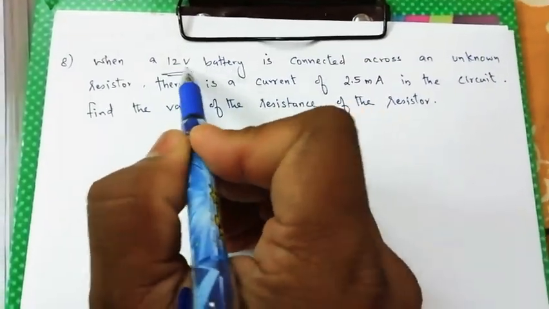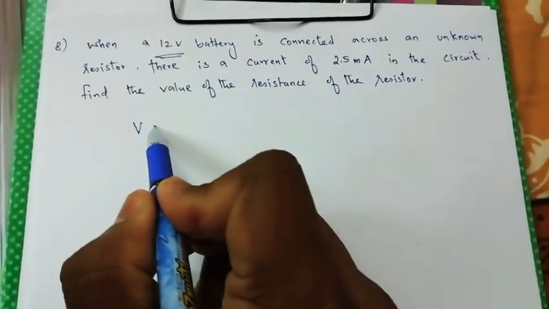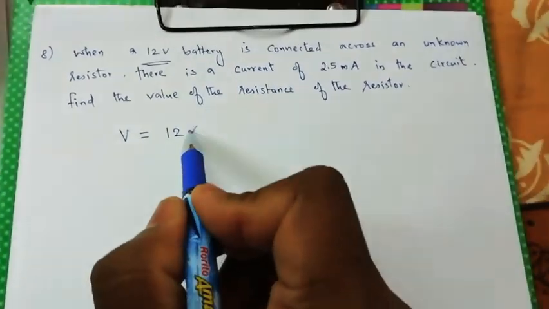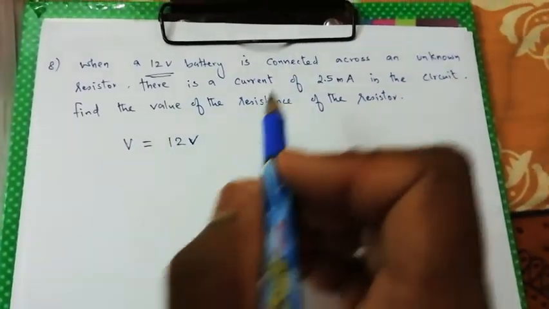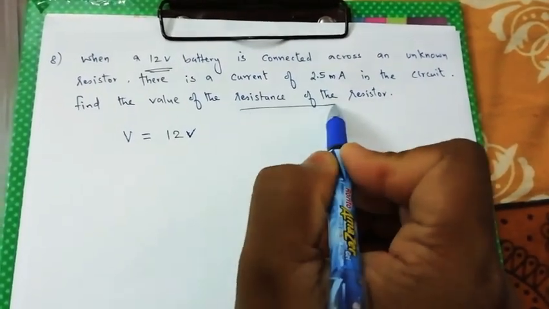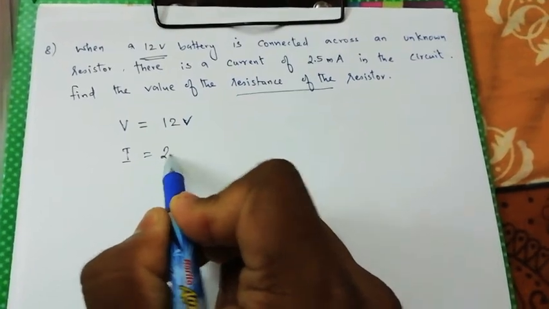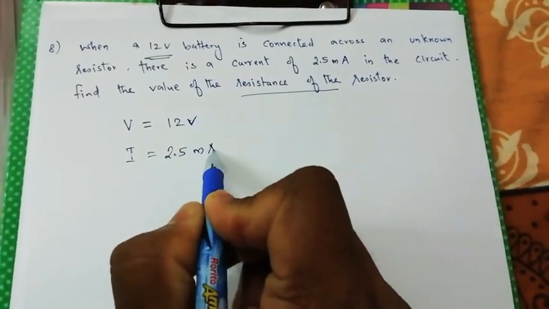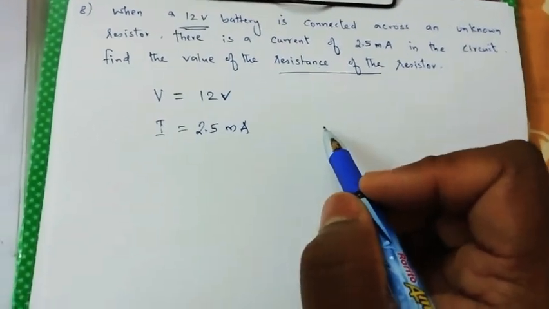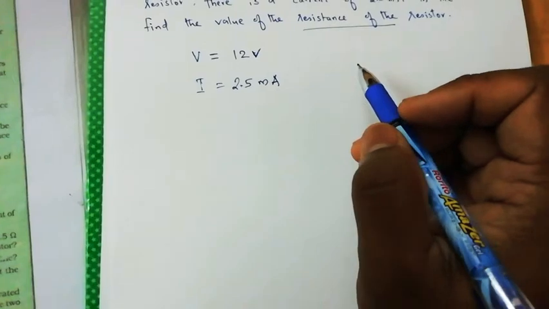It is connected with a battery of 12 volt. So V is equal to 12 volt. Okay. And current is also given in your question, and you need to find the resistance of the resistor. So current I is equal to 2.5 milliamp. If you can check this in your book on page number 200, they've shown that.